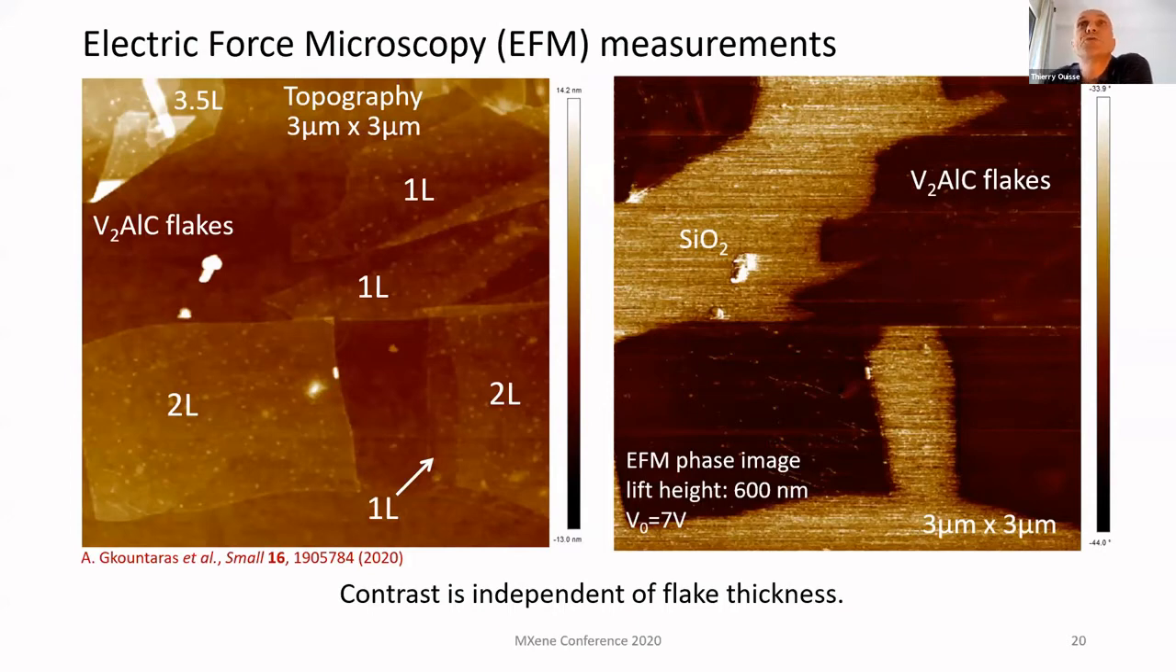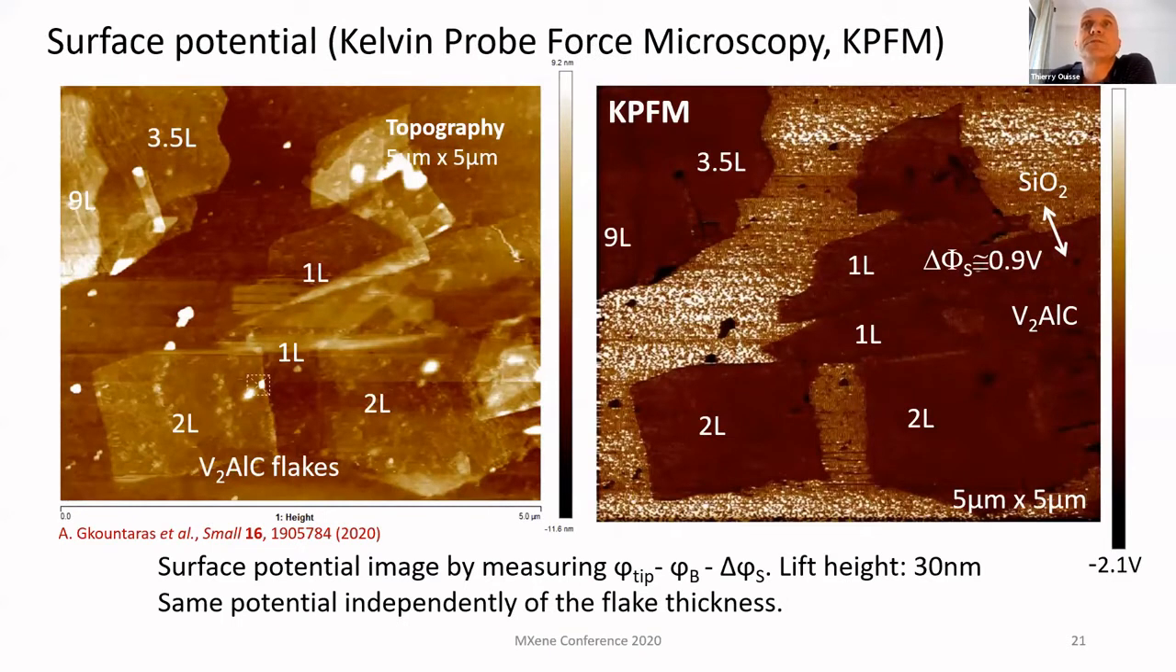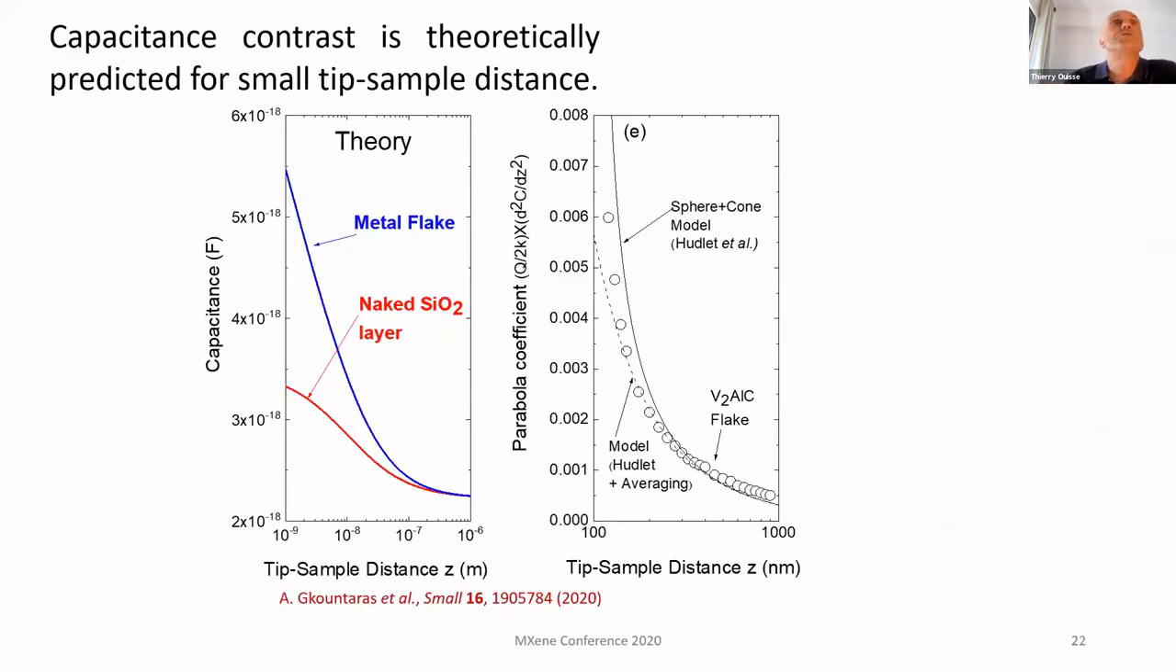A method slightly more complicated than EFM is called Kelvin probe force microscopy. I have no time for describing it in detail, but basically what we measure is the local surface potential value. And here again, we see no difference between flakes with a thickness of just one unit cell or almost 10 unit cells. So all those measurements smell good because they all indicate that the electrical properties of the flakes do not depend on the thickness. And this is just what we expect from good metals. So now to prove that definitely, we need to consider the capacitance contrast.